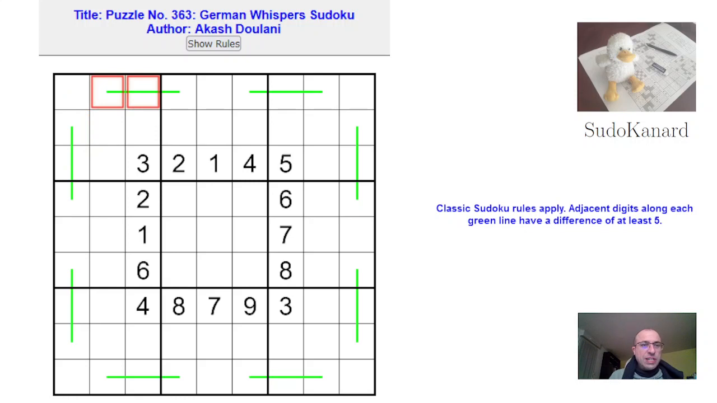So the special rule is that whenever you have two cells connected by a green line, then the corresponding digits must have a difference of at least 5. So they could be 1 and 6, they could be 2 and 9, but 5 would go with nothing, and 6 can only go with 1, 4 can only be with 9, and so on. So let's start with this row.